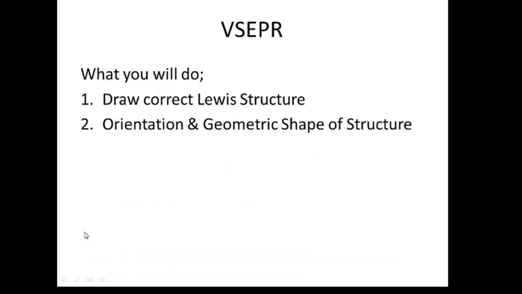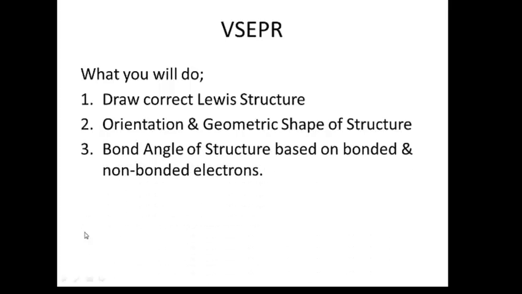What you're going to be able to do after this chapter is over: you are going to draw the correct Lewis structure, which you have done in first year chemistry. You are going to determine the orientation and geometric shape of the structure, also first year chemistry. You're going to determine the bond angle of the structure based on bonded and non-bonded electrons, and whether the molecule is polar or not. Again, all of this is still from first year chemistry.